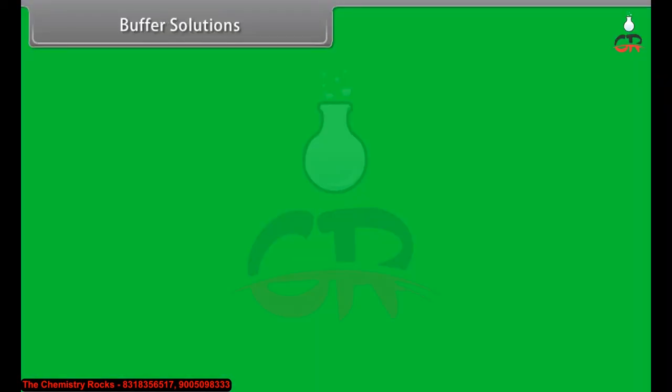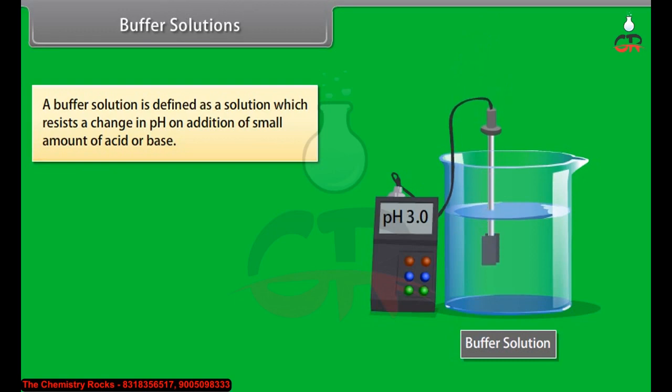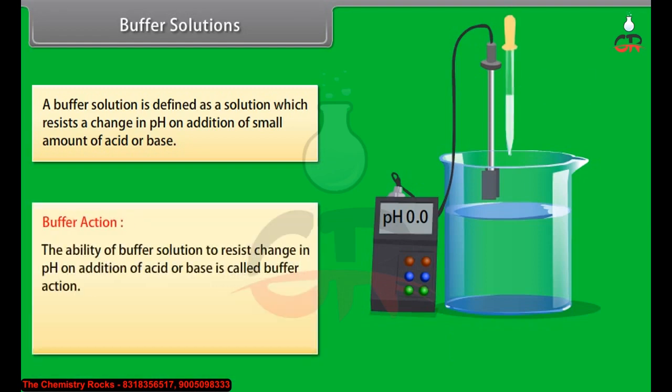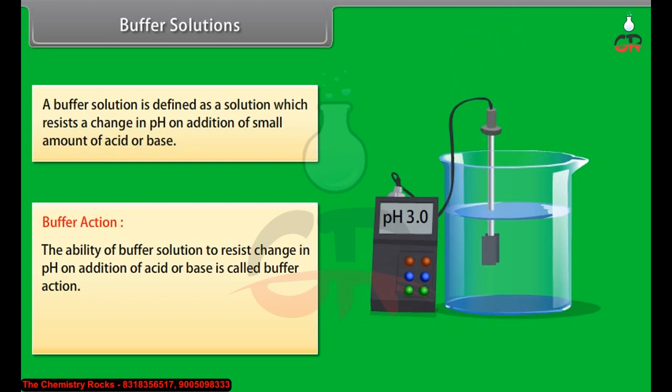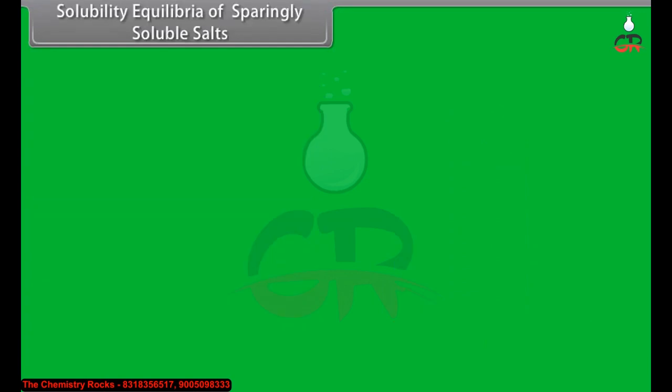Buffer solutions. A buffer solution is defined as a solution which resists a change in pH on addition of small amount of acid or base. Buffer action: the ability of buffer solution to resist change in pH on addition of acid or base is called buffer action. A strong acid such as nitric acid or hydrochloric acid can act as a buffer with a low pH.